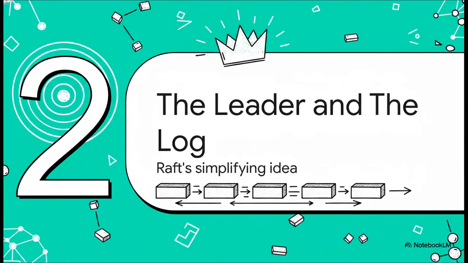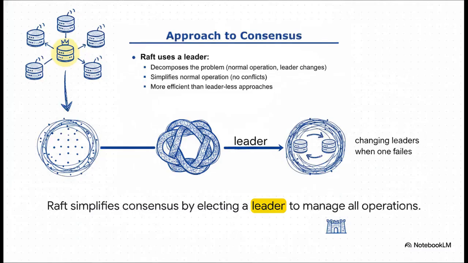All right, but getting this perfect replication, well, it's famously, notoriously hard to do. So how does Raft make it manageable? It introduces this really powerful, simplifying idea that was a huge departure from older algorithms. And that idea is the concept of a single, undisputed leader. You see, instead of this crazy, complex web where every server is trying to talk to every other server, Raft just elects one of them to be the leader, and that leader manages everything. This is a brilliant move because it breaks the massive problem of consensus into two much smaller, much easier problems: what to do during normal operation with a leader and what to do when you need to change leaders.